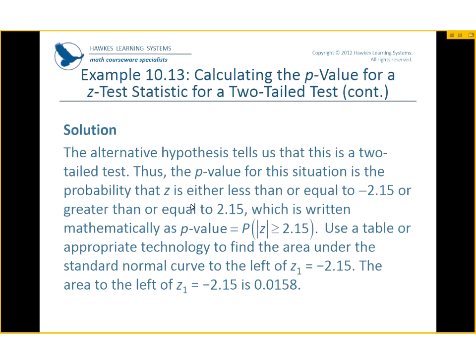The alternative hypothesis tells us that it's a two-tailed test. So the z is either less than or equal to negative 2.15 or greater than or equal to 2.15. We can write it as P of the absolute value of z greater than or equal to 2.15. Using the table, you can find that the area to the left of z equals negative 2.15 is 0.0158.